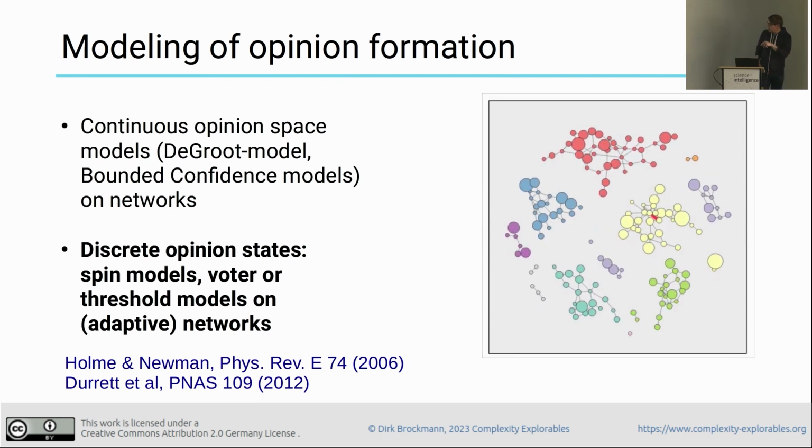Maybe just a little bit of advertisement. This is actually an online applet or an online website. You can play around with this model yourself. If you go to the website complexityexplorables.org, Dirk Brockmann, a former colleague of mine who recently moved to Dresden, has a collection of many models of complex systems, including many models of collective behavior, like flocking, like this opinion formation. And you can actually change parameters using sliders and play around with these models yourself, explore how they behave.